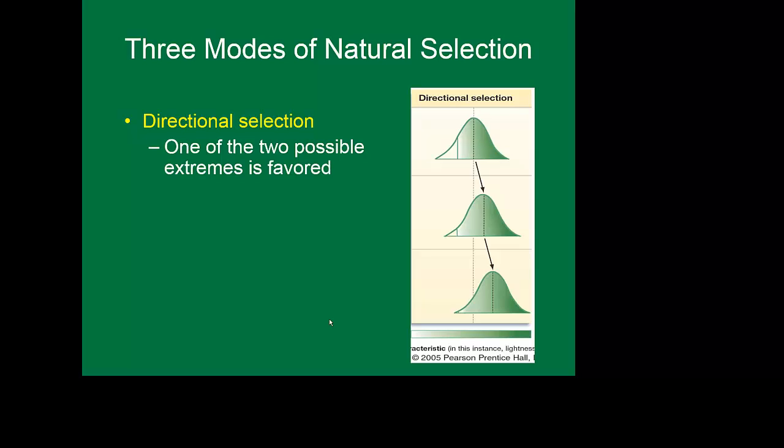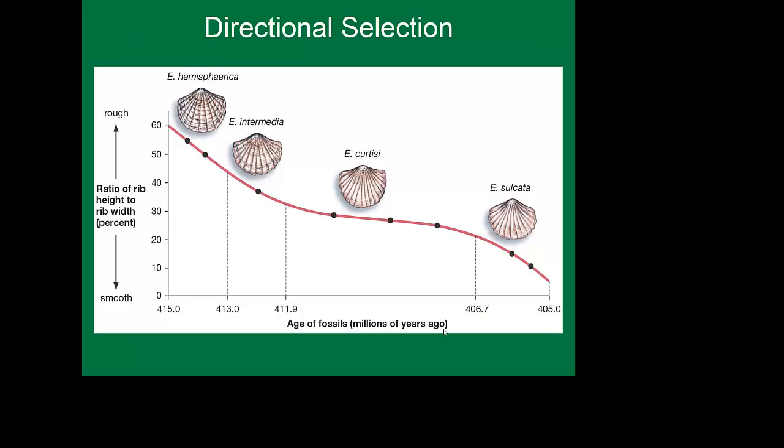Directional selection, on the other hand, means that one way is favored or another. Now, it's showing you in this case an increase, but a decrease could also be favored. So in directional selection, in this case, they were looking at the changes in a fossil record, so how these shells changed over time. And what they found was they actually started to shift away from being very, very rough to being very, very smooth.